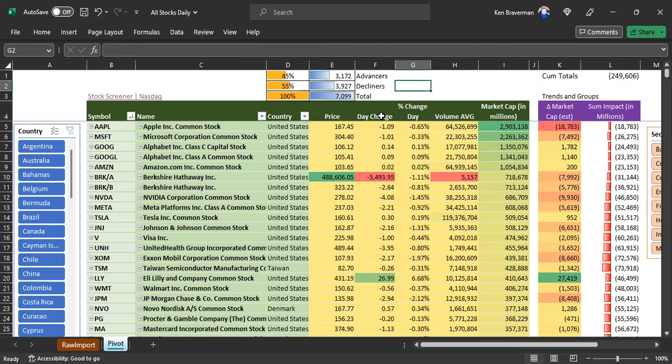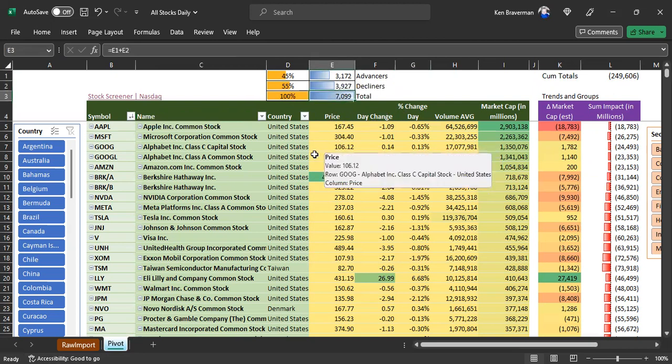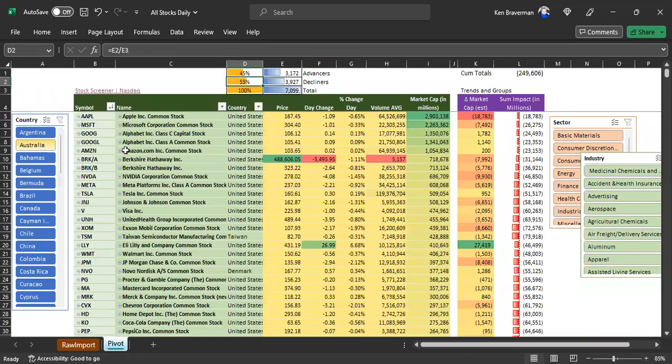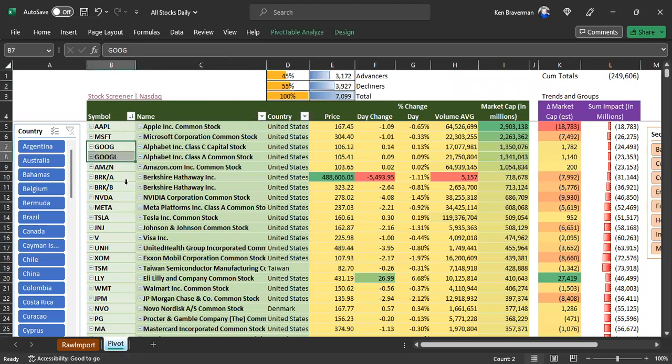Well, first of all, on a day where we have 7,099 companies apparently that we're tracking in here, the advancers and decliners looks like 45% went up, 55% went down. That's all countries, all companies, all like duplicate stuff where there's two different shares of Google, two different shares of Berkshire Hathaway. This is everything right here. And it's down $250 billion, right?